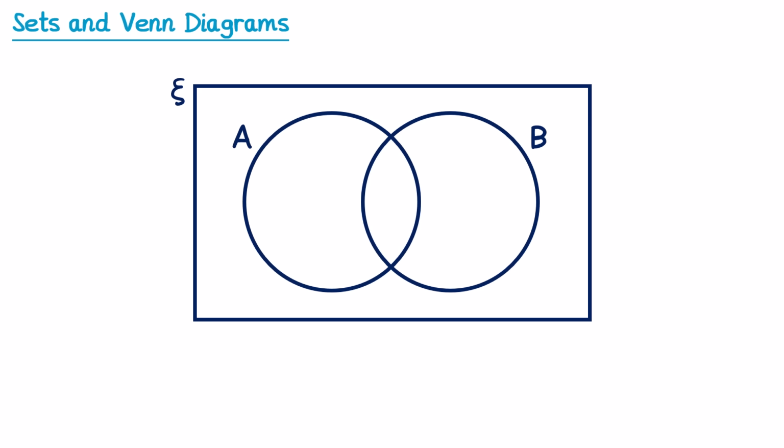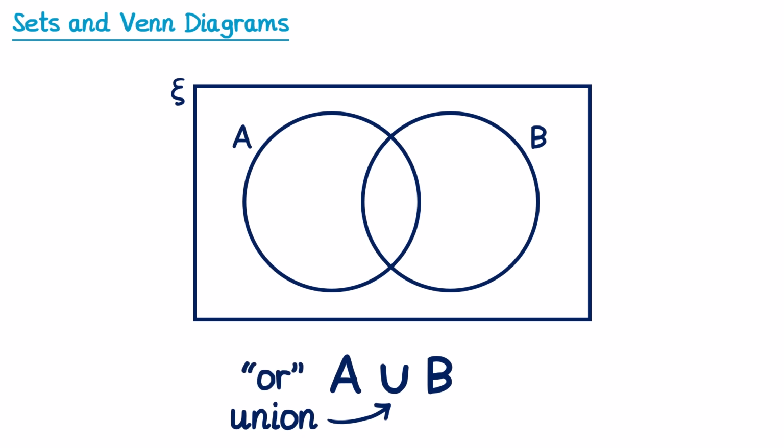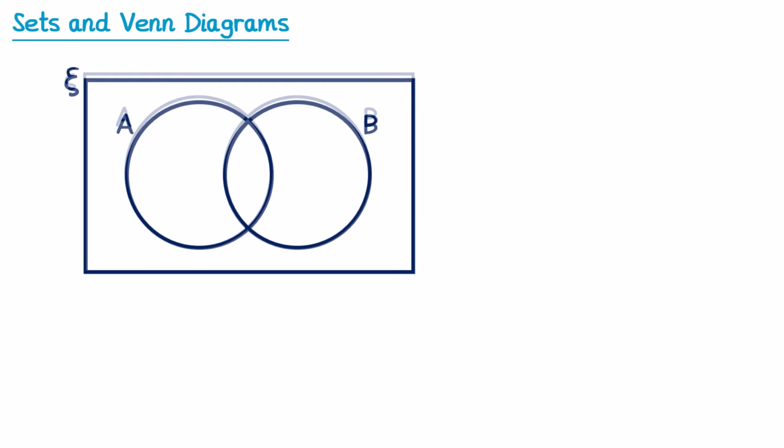You also need to know about this one. This symbol here is known as the union symbol, and we sometimes say it aloud as OR. This is anything that's in the A circle or the B circle, which is the entirety of both of those circles.